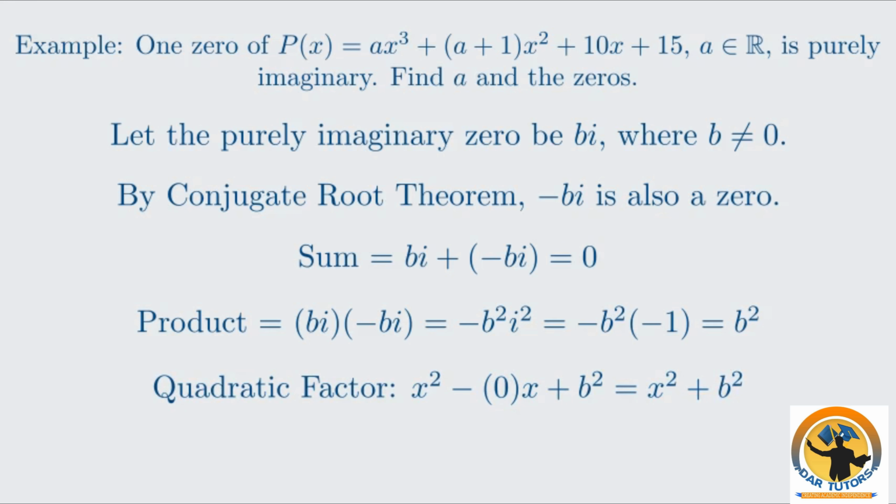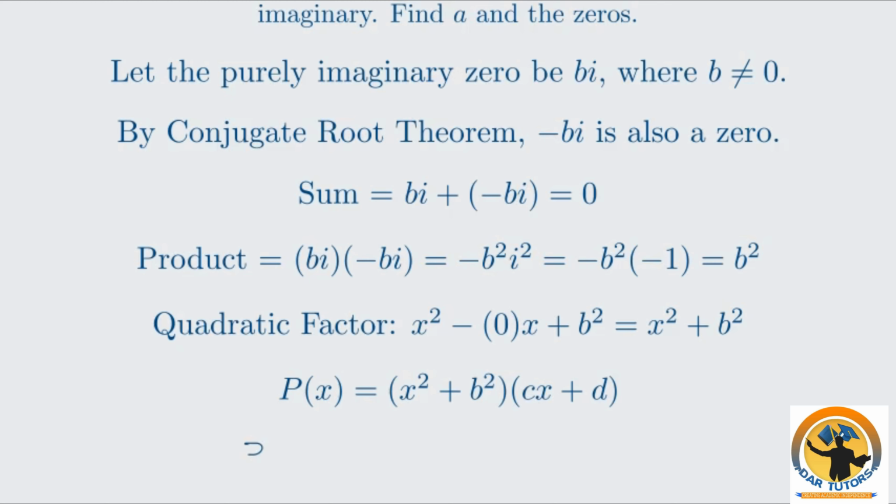As before, we can write p(x) as the product of this quadratic factor and a linear factor. Let's call the linear factor cx + d. So p(x) = (x^2 + b^2)(cx + d). We can find c and d by comparing the coefficients of the expanded form with the original polynomial. Expanding the right side gives cx^3 + dx^2 + cb^2 x + db^2.